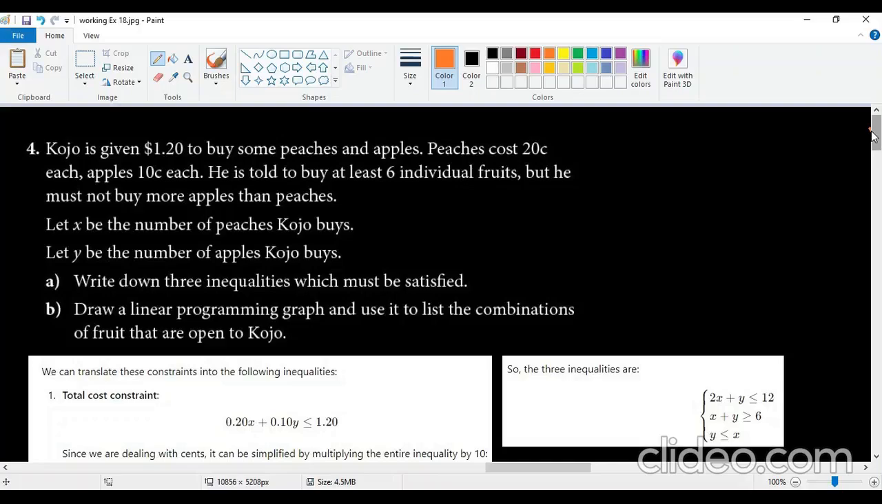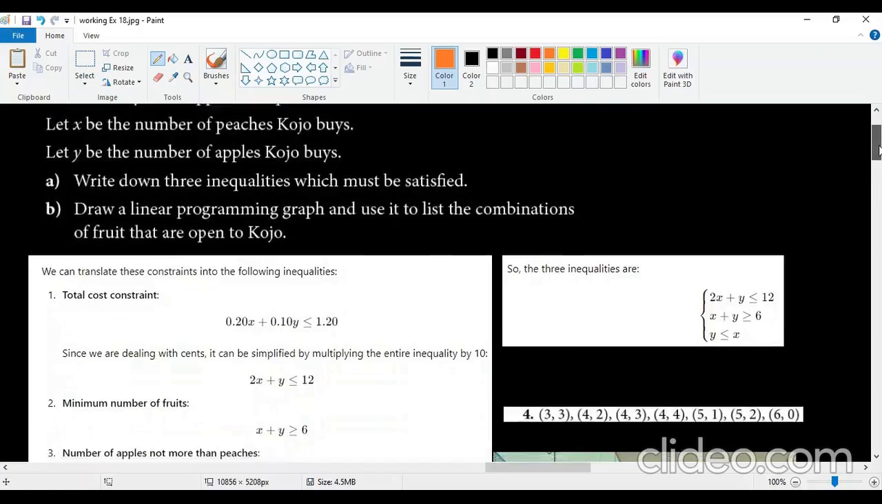So these are the conditions that we need to make inequalities from. Let x be the number of peaches and the number of apples be y. So you need to write down three inequalities which must be satisfied, and then draw a linear programming graph and use it to list the combinations of fruits that are open to Kojo. Now, these are the constraints that we need to consider before starting this question.